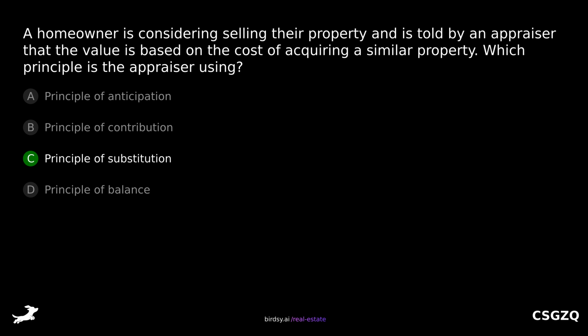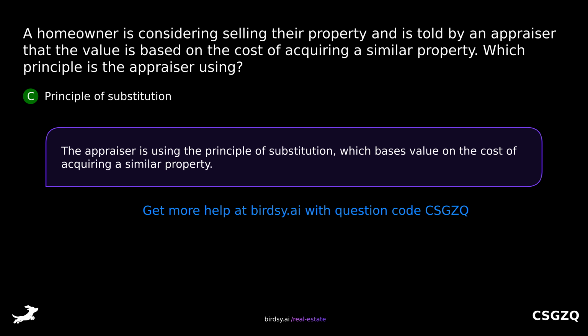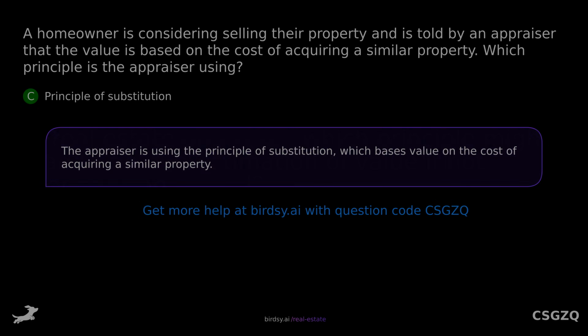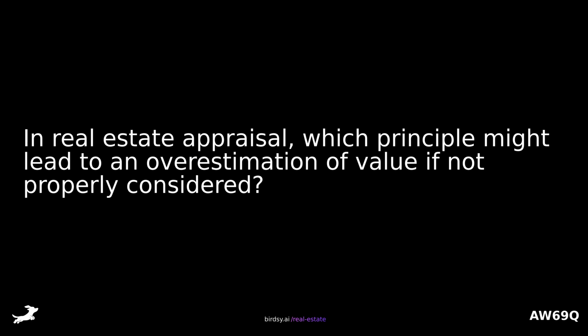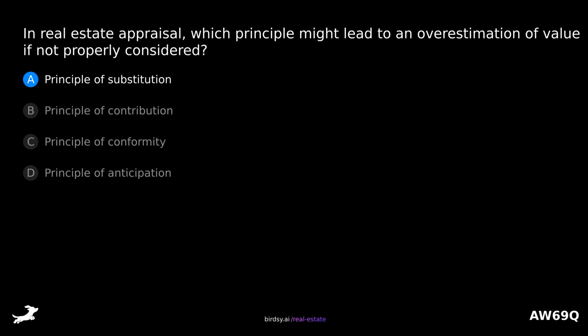The answer is C, principle of substitution. The appraiser is using the principle of substitution, which bases value on the cost of acquiring a similar property. In real estate appraisal, which principle might lead to an overestimation of value if not properly considered? Is it A, principle of substitution, B, principle of contribution, C, principle of conformity, or D, principle of anticipation?